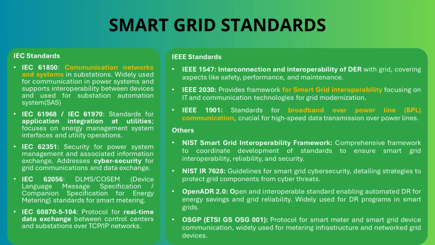IEC 61850 is huge for communication within substations, letting protection relays, controllers, etc. talk to each other. It's key for substation automation. Then you have IEC 61968 and IEC 61970, which are more about integrating different software applications at the utility level, making the energy management system talk to the outage system, for instance.